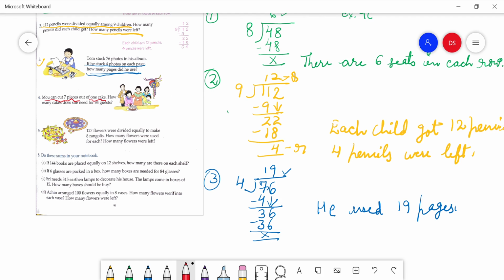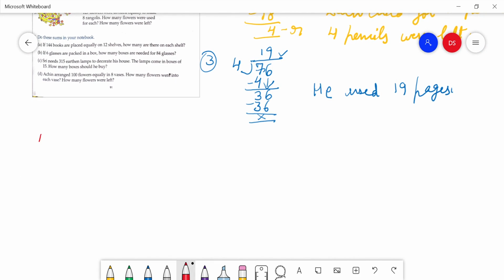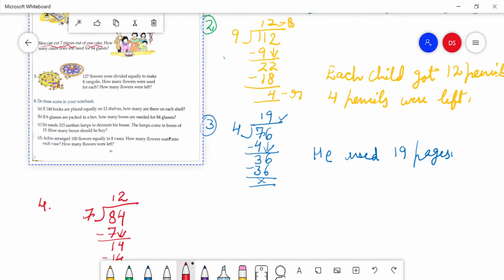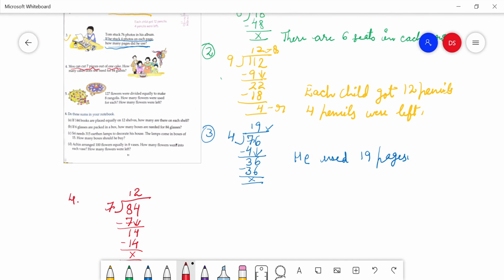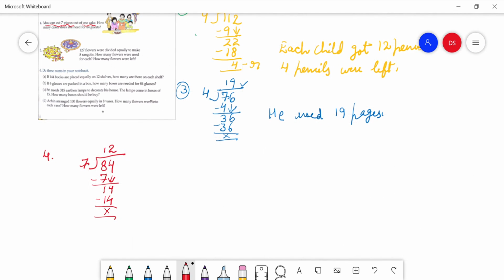We will divide this question number 4. We will divide 84 by 7. 7 ones are 7. This is 1. Now we will bring down 4. It is 14 now. 7 twos are 14. How many cakes does she need for 84 guests? So children, we will write the answer in a statement also. 12 is the answer.